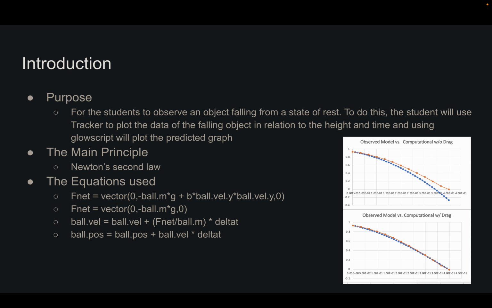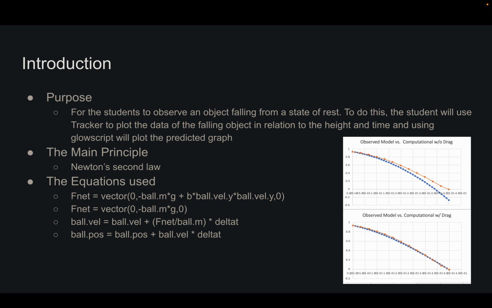the net force is equal to a vector, where the y component is affected by gravity: negative ball mass times gravity plus a constant times the ball velocity of y times the absolute value of the ball velocity of y. And that is the F net for the effects by gravity and drag.